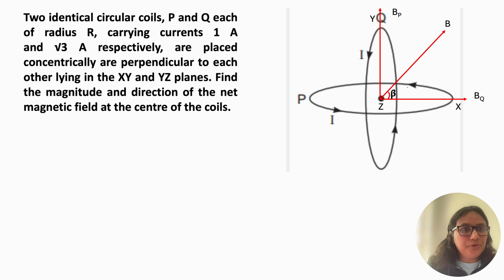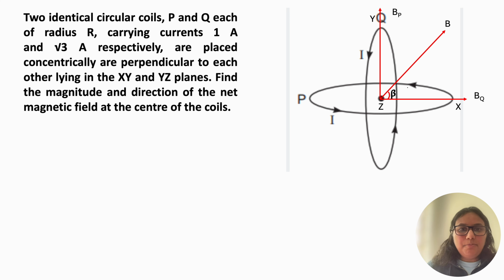Question: two identical circular coils P and Q, each of radius R, carrying currents 1 ampere and root 3 ampere respectively, are placed concentrically and perpendicular to each other, lying in the xy and yz planes. Find the magnitude and direction of the net magnetic field at the center of the coils.